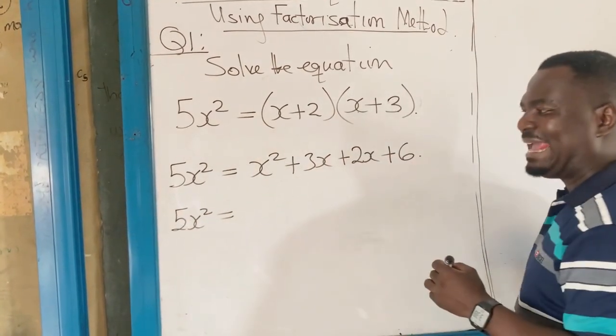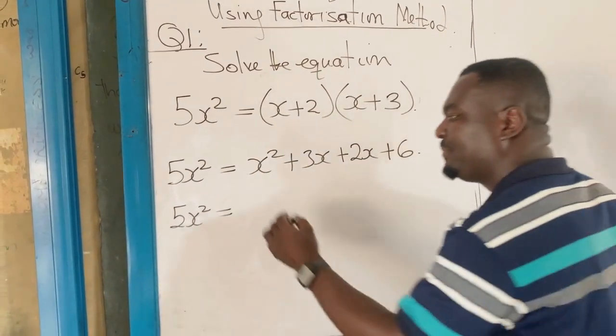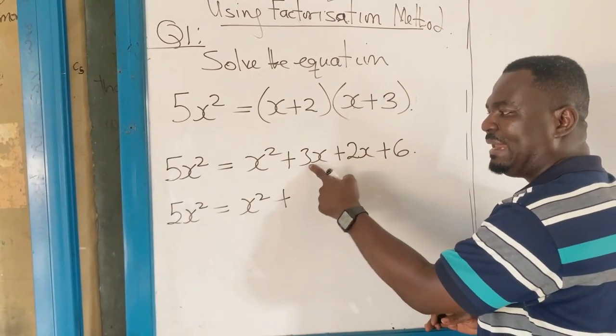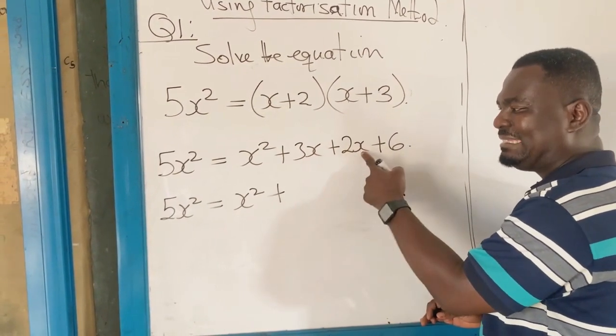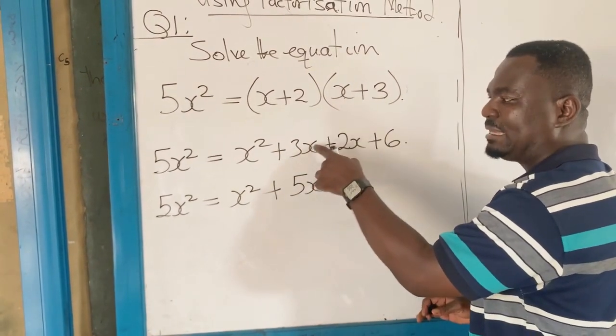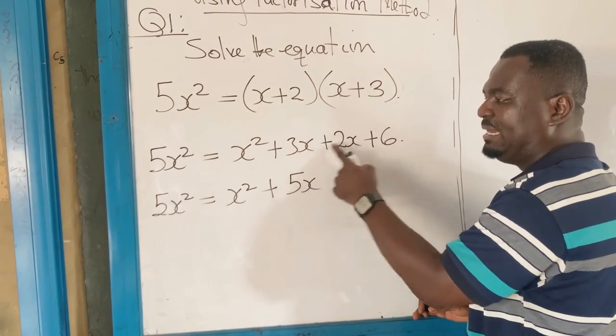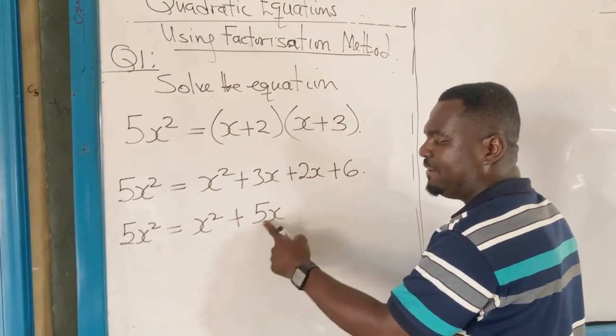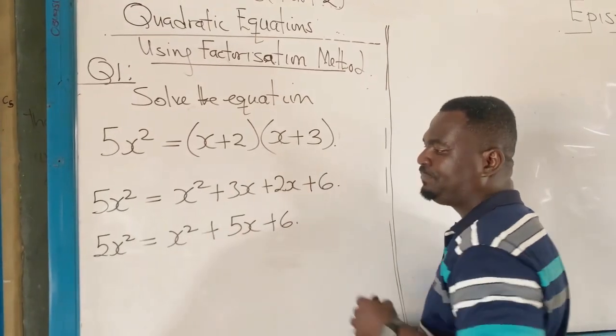So from here you add like terms because there are like terms here. x squared plus this and this. 3x and 2x are like terms, so you add them together. We are getting x because it has x exponent 1, x exponent 2, meaning this and that are like terms. So you add them, we are getting 3 plus 2, 5x plus 6.